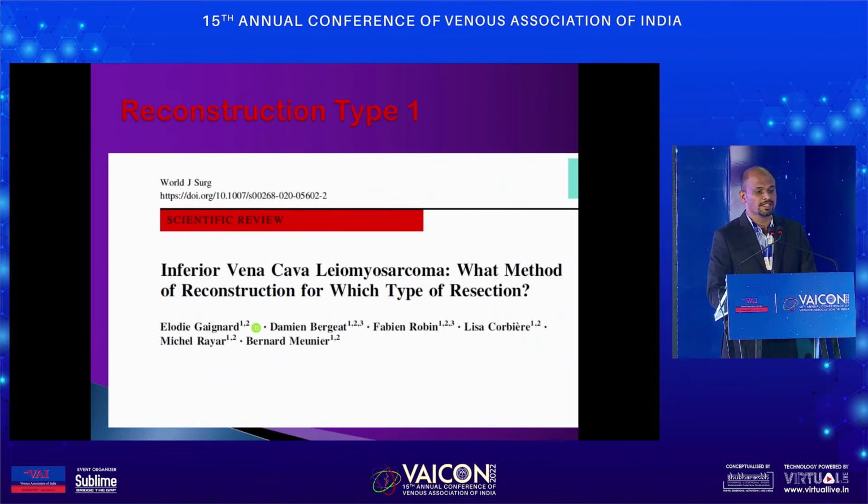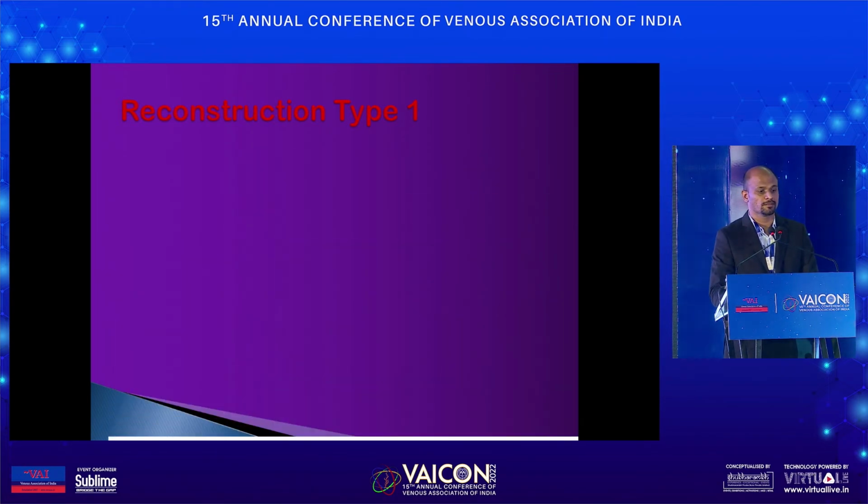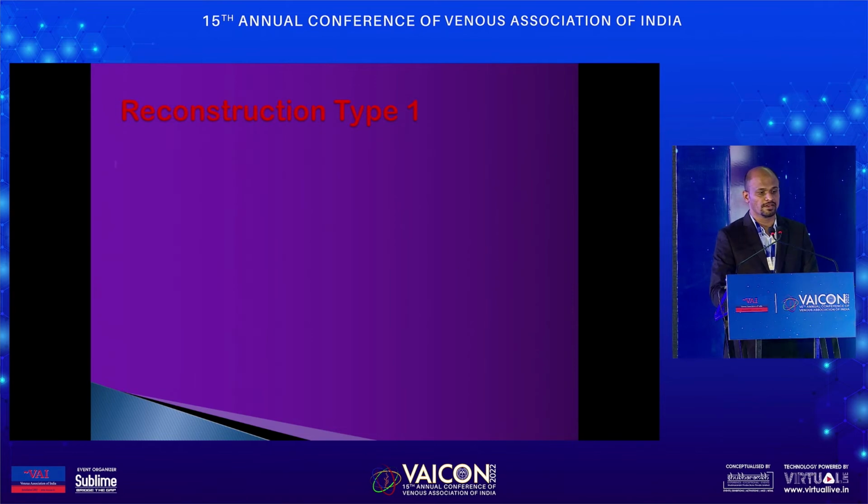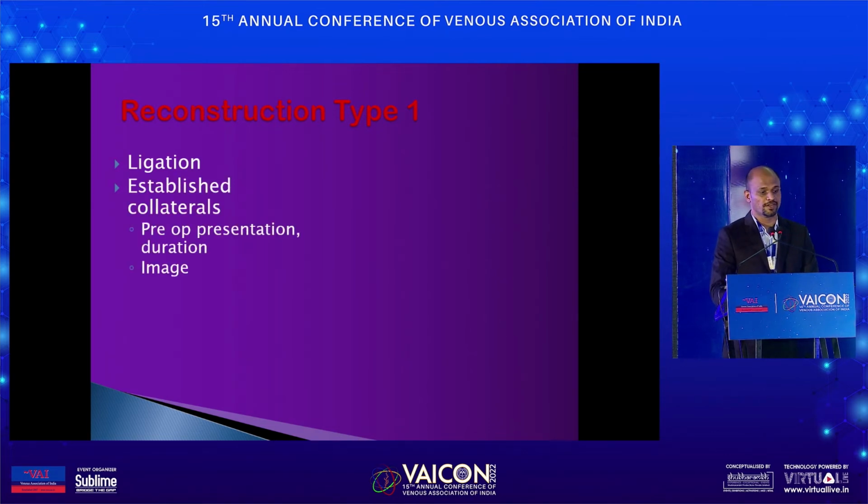Kieffer et al. in his paper have classified the reconstruction part depending upon where the tumor is located. For type 1, where the tumor is located between the bifurcation and the renal veins, most often IVC can be ligated because there are enough established collaterals for the drainage. Patient may not even develop lymphedema.